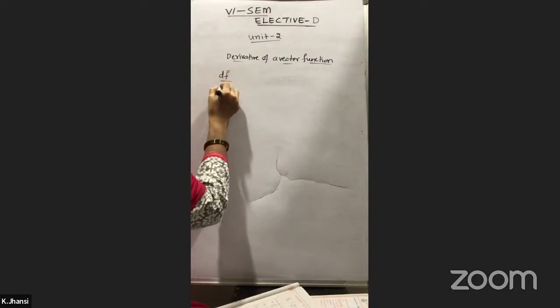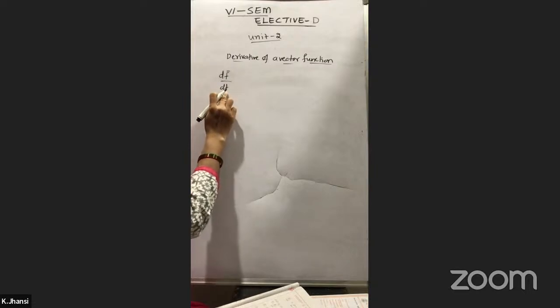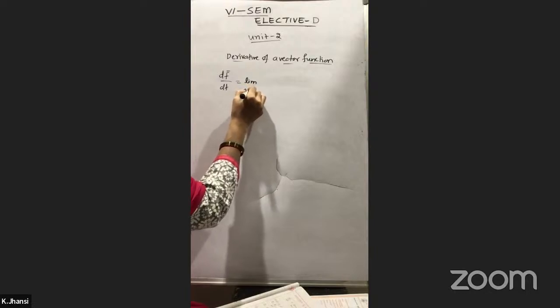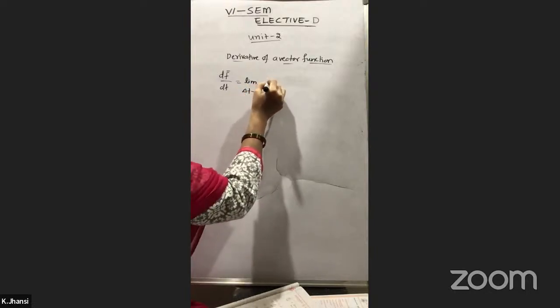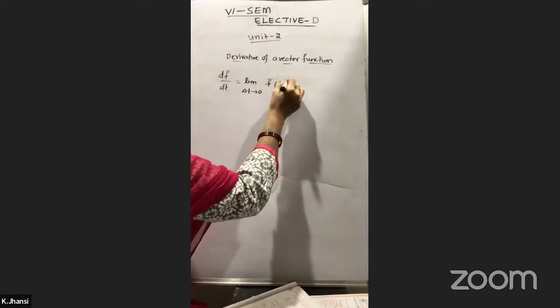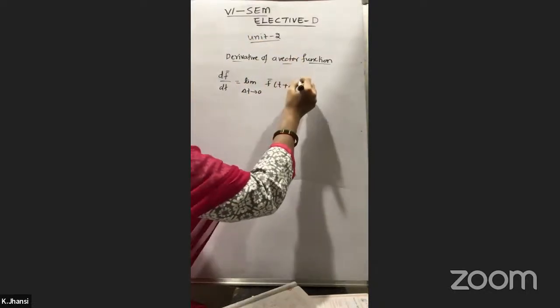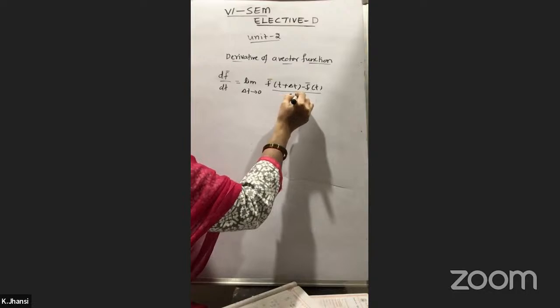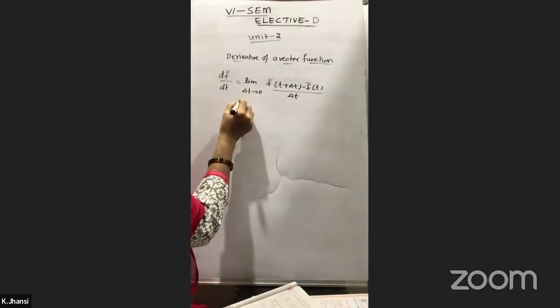So the derivative of a vector function, differentiating the function f with respect to t, is equal to the limit as delta t tends to 0 of f of t plus delta t minus f of t, divided by delta t. We write it as df by dt, or as f dash of t. That is the differentiation of function f with respect to t.